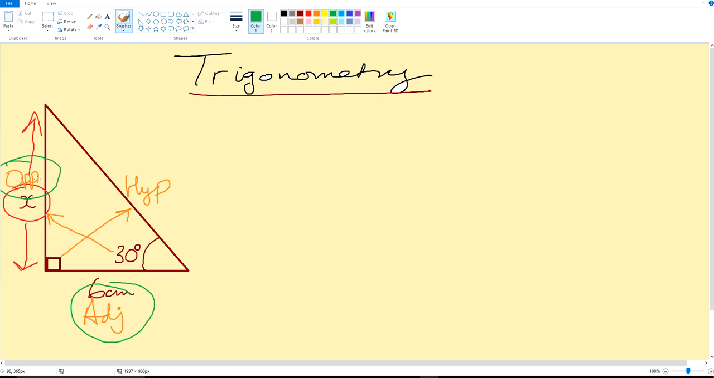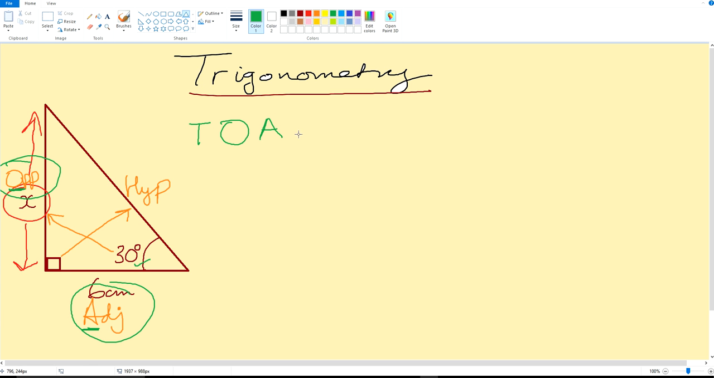The opposite is what we've got to work out, and the adjacent is what we know, and we also know the angle. Opposite begins with O, adjacent begins with A, so we're starting off with the O and A sounds. If you put the T in front of it, it gives us the correct identity, which is TOA.